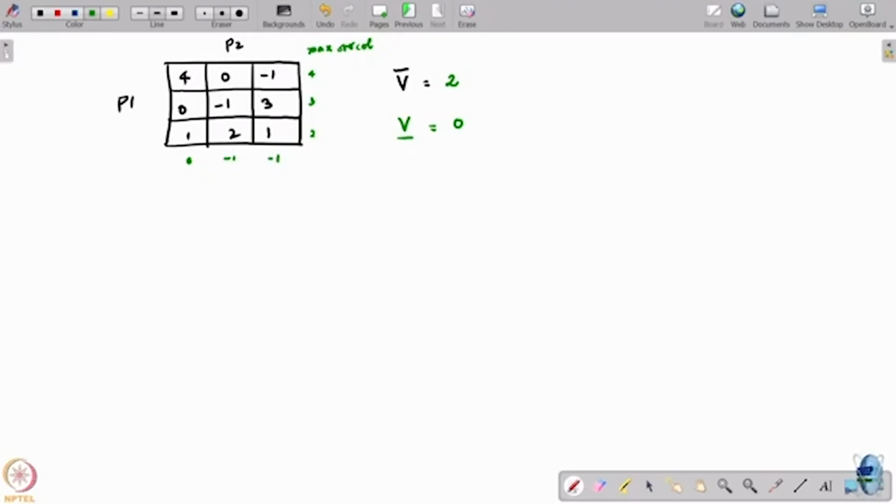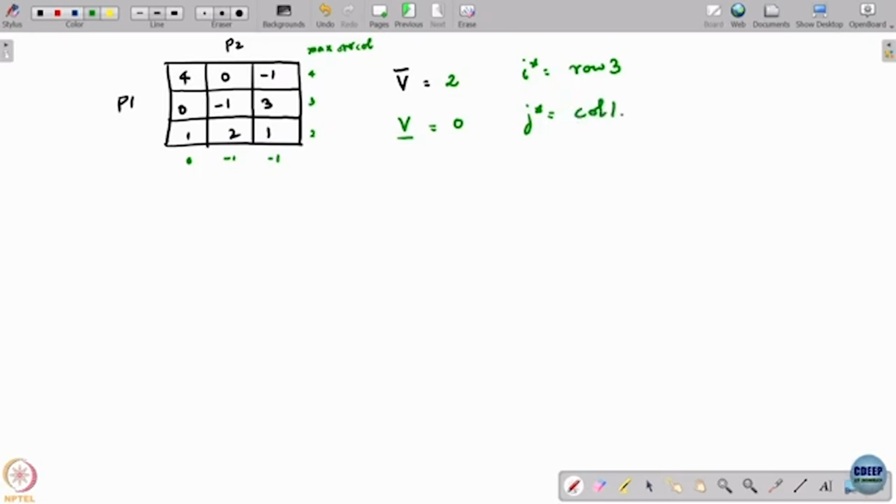And what are the security strategies? It's easy to see actually what the security strategies are. What is the security strategy for the row player? What's the strategy that gives him this security level? Third row, row 3. And what about for the column player? Column 1.